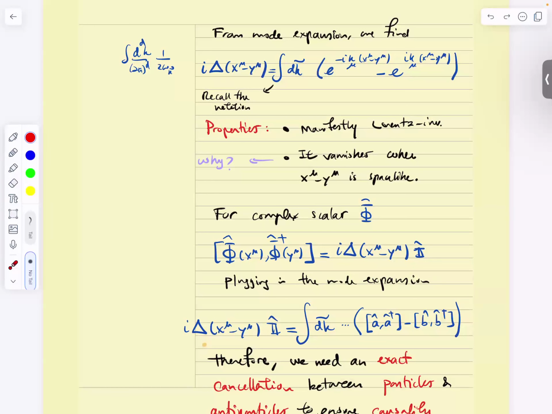What do you learn? You learn that the 2-point function as a function of y mu minus x mu is the same thing as the 2-point function after applying a Lorentz transformation. So it's Lorentz invariant. Good.